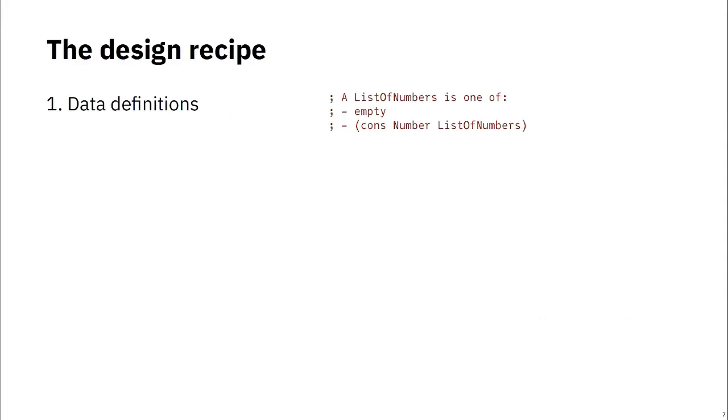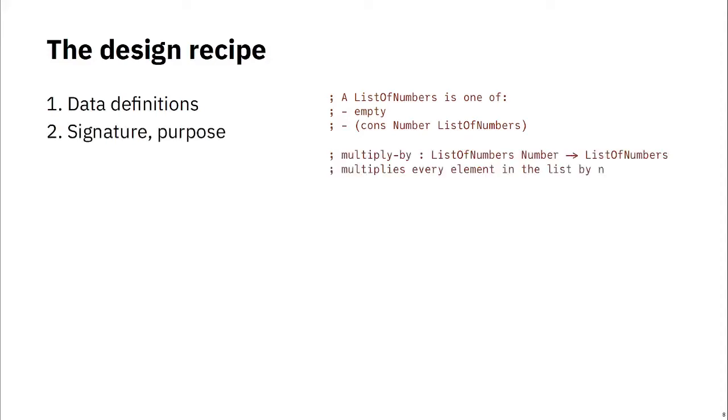Now we can talk about the design recipe in full. To start off, we have our students write data definitions, which is a description of the data in a comment. We then have a student write a signature and a purpose statement. This is effectively a type, although it is somewhat more permissive, in a comment, and a purpose statement is simply a comment describing what the function should do.